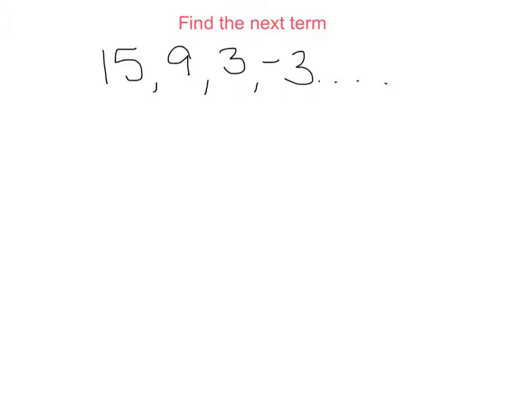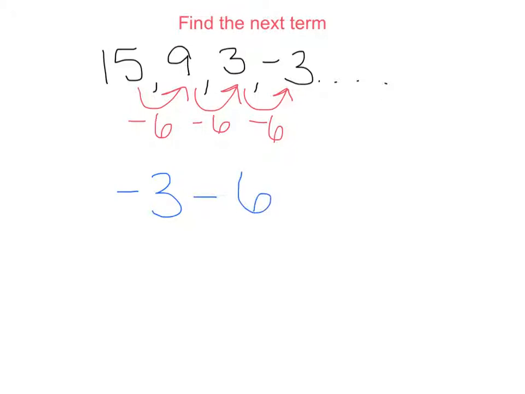So 15 to 9, you subtract 6. 9 to 3, you subtract 6. 3 to -3, you subtract 6. So that means that your relationship is that you're subtracting 6 each time. So then you take your last term, you perform whatever's happening. If it's plus 2 or subtracting 6 or whatever the relationship is, you do that to the last term. And then you get your next term, in this case, which would be -9.